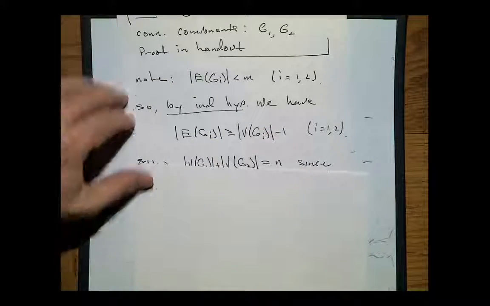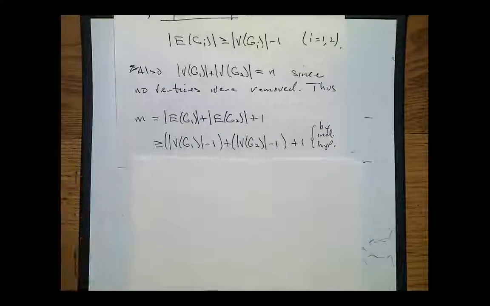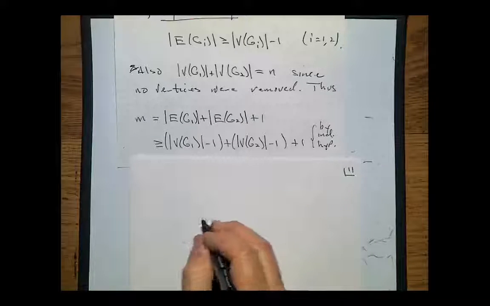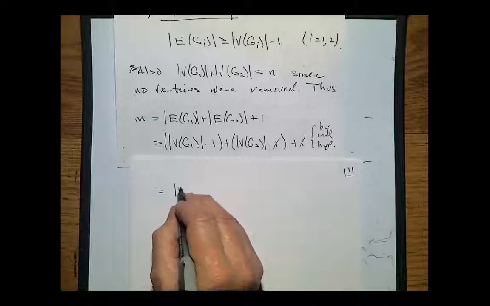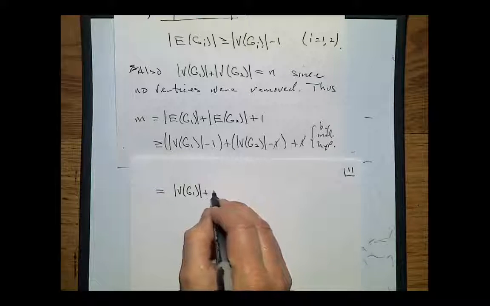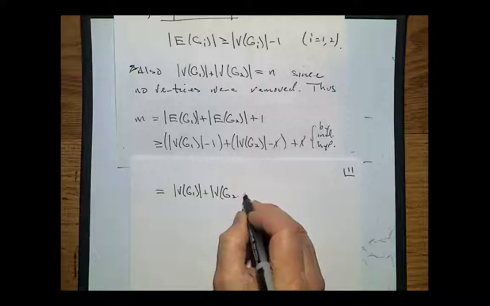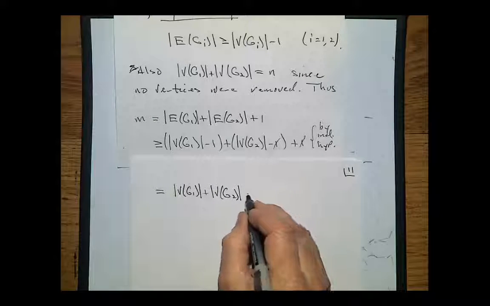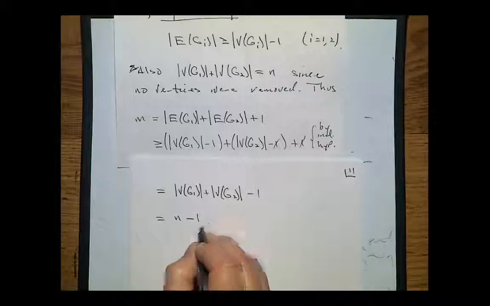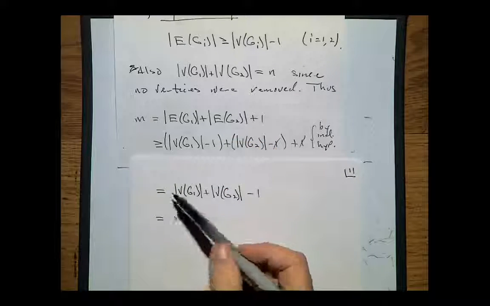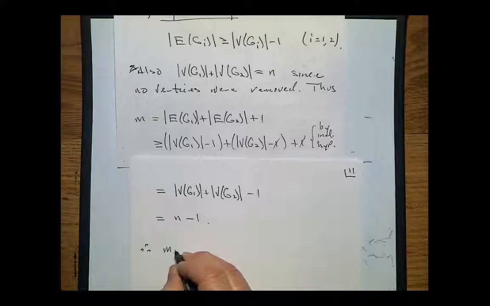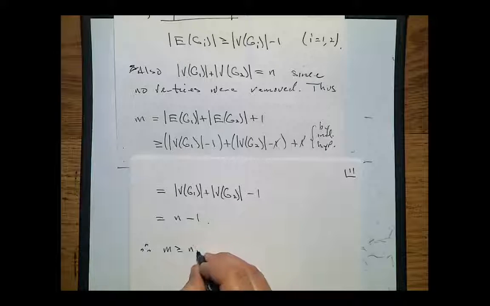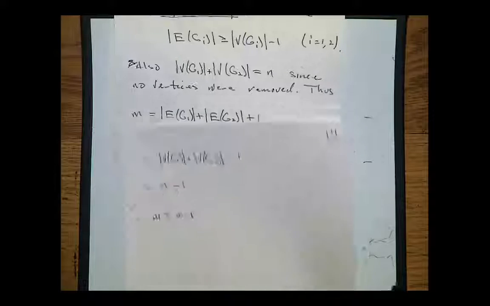I don't care where you say it. You could say it more than once. You're not going to lose points. But you've got to say it at least once, where you're using the induction hypothesis. So this is equal to, cancel a couple of 1s, the number of vertices in G1 plus the number of vertices in G2 minus 1, which is n minus 1. So if I just string these all together, I get m greater than or equal to n minus 1. Therefore, m is greater than or equal to n minus 1. That's the end of case 2.